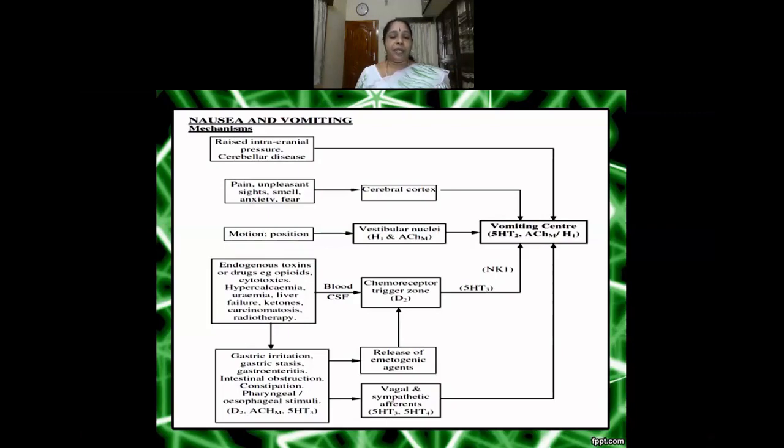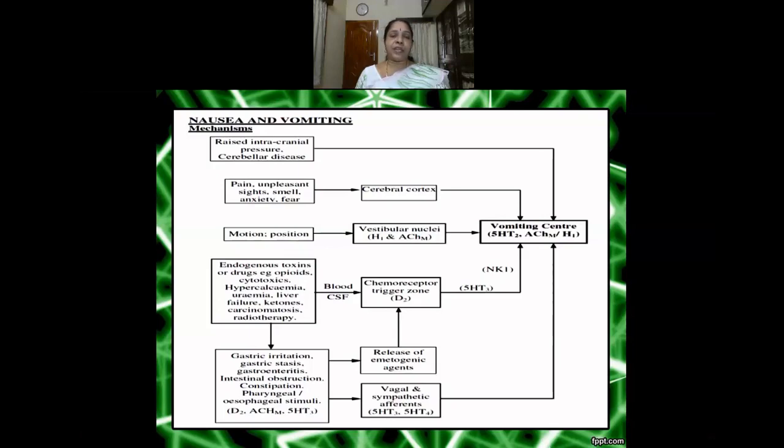The other cause could be gastric irritation, or irritation in the gastrointestinal tract. Gastric stasis, so abnormality in the gastrointestinal system. Gastroenteritis is inflammation of the gastrointestinal tract. Intestinal obstruction due to tumors or constipation, or pharyngeal and esophageal stimuli. They can lead to the release of emetogenic agents.